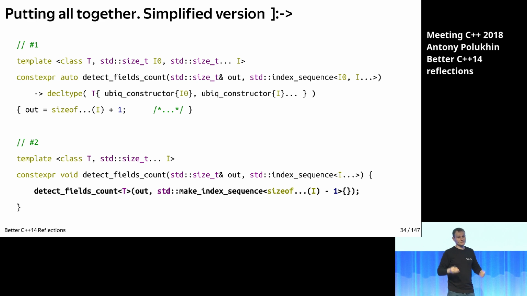The second function calls detect fields count again, but drops off one of the arguments. It calls detect fields count with fewer arguments. And it works.